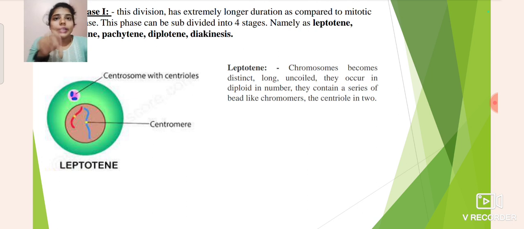So I repeat, in the leptotene stage the chromosomes are very long, very thin, lightly stained, and uncoiled. Again, the chromosomes are diploid in number. They contain small bead-like structures on their surface, which are called chromomeres.